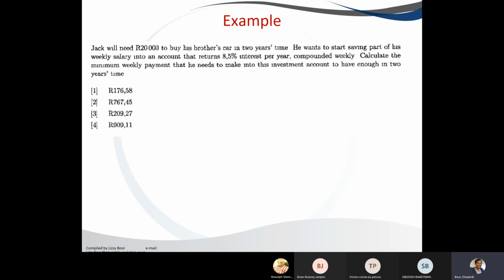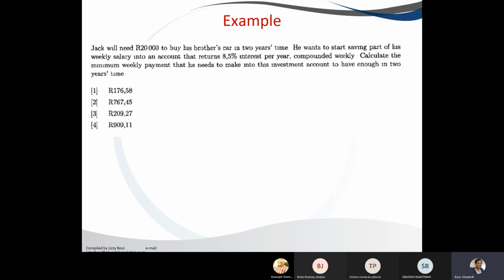Jack will need 20,000 to buy his brother's car in 2 years' time. He wants to start saving part of his weekly salary into the account that returns 8.5 interest per year, compounded weekly. Calculate the minimum weekly payments that he needs to make into this investment account to have enough in 2 years' time.